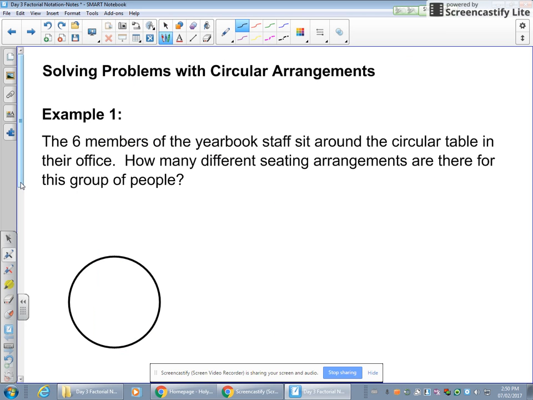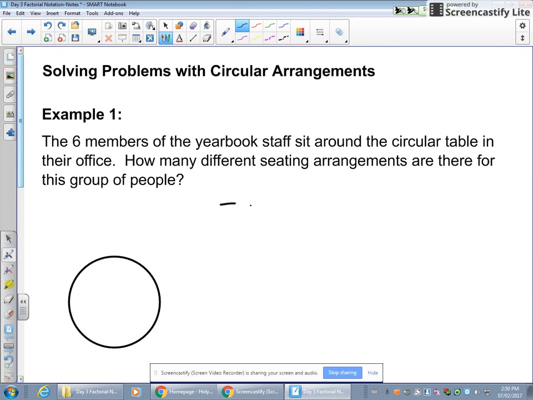All right, so in this case, we're looking at problems with circular arrangements. They're a little bit tricky. They're different than our regular methods. Our question here says, 6 members of the yearbook staff sit around the circular table in their office. How many different seating arrangements are there for this group of people?